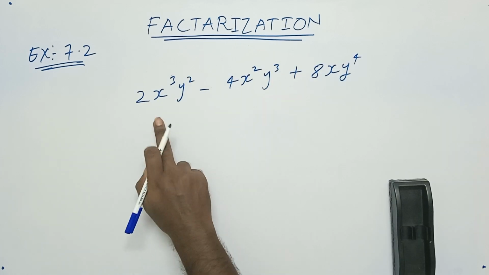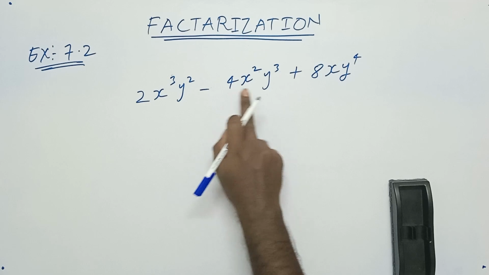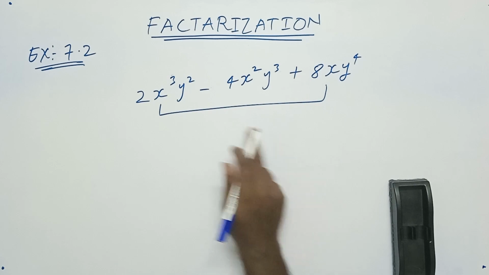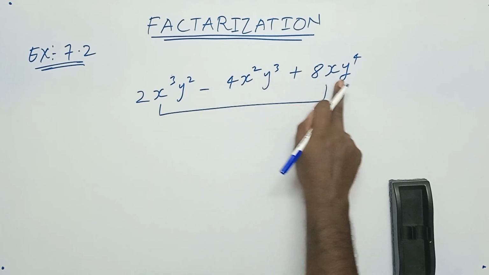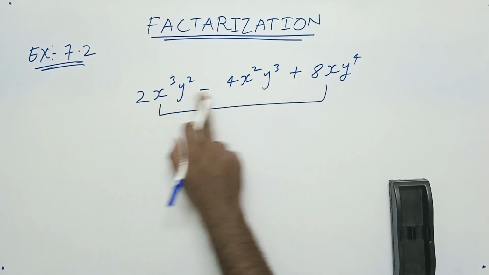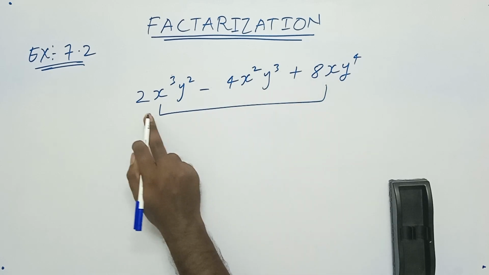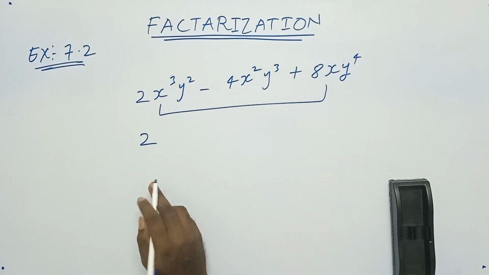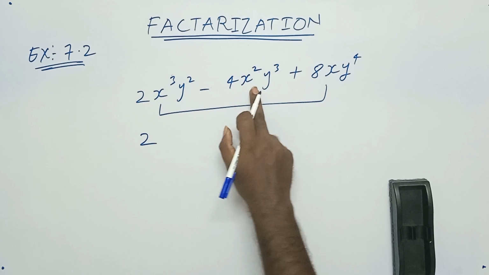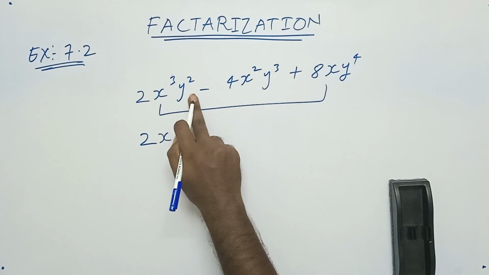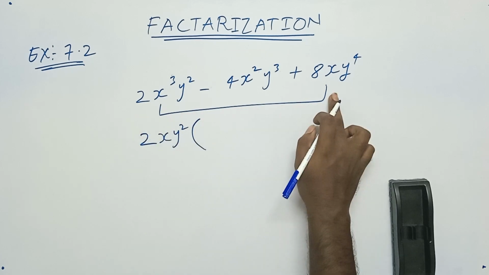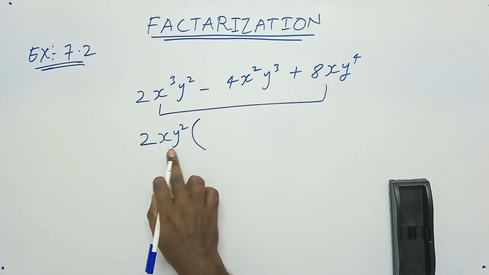So our next problem is 2x power 3 y square minus 4x square y cube plus 8x y power 4. So now we are going to find the factors of this given expression. So now here we are going to compare the three terms by their HCF. So now 2, 4, 8. What is the HCF of 2, 4, 8? 2 is the HCF, right? Then x power 3, x square, x. What is the HCF of these? X is the HCF. And y square, y cube, y power 4. What is the HCF? Y square. So we got the common factor. Now we are going to divide the whole expression by the obtained HCF, which is 2xy square.